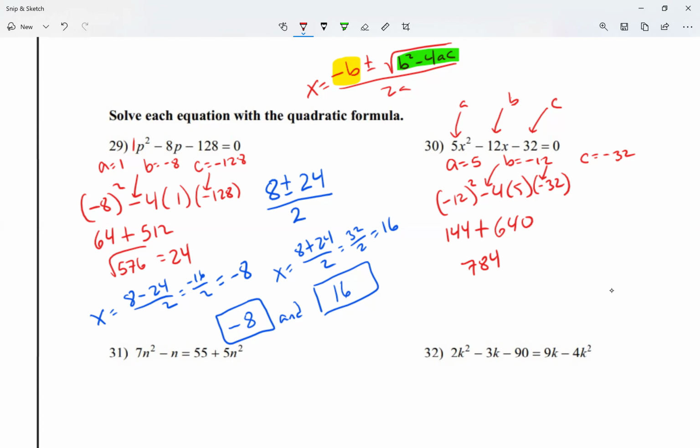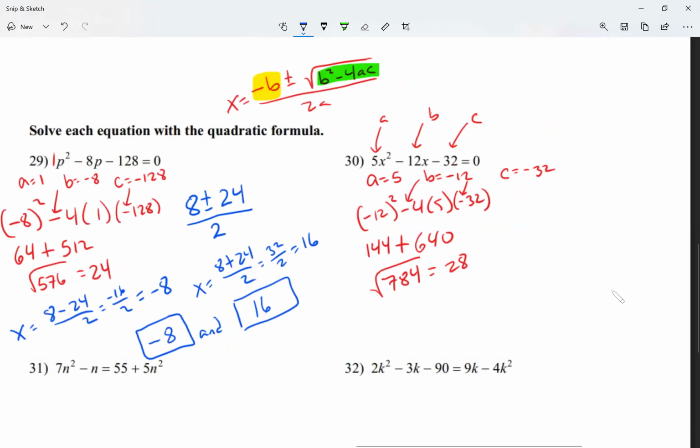784 is a positive value. I expect my solution to have two answers. So I'll do the square root of 784, which happens to be 28. Now, let me change this to blue. So negative B. Remember, the first part that I do is negative B. But my B is negative to begin with. So negative of a negative, positive 12 plus or minus 28 all over 2 times A.